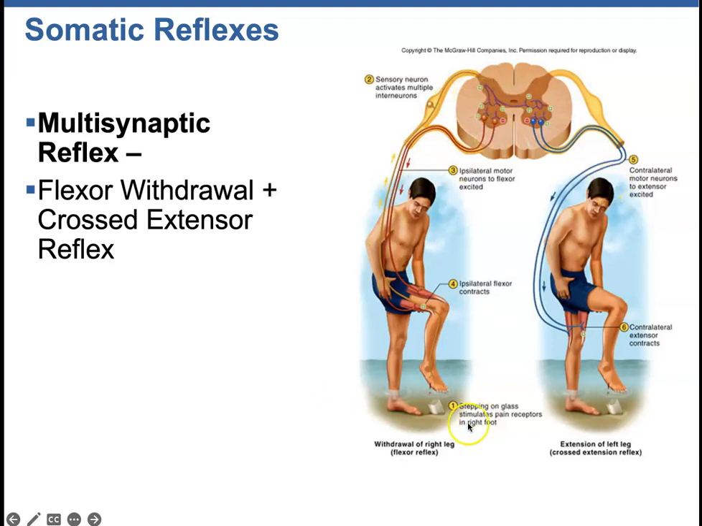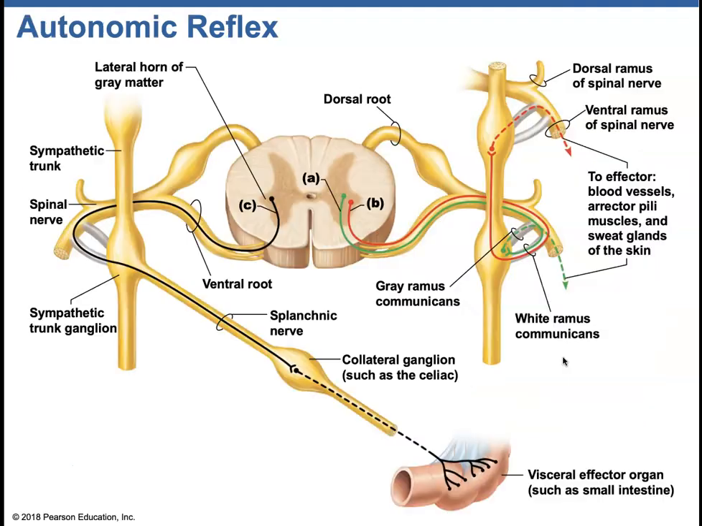So this flexor withdrawal reflex means you flex the knee, you flex the hip, you withdraw from the danger. Signal got sent that caused that withdrawal to take place. And at the same time, there was a crossover to the opposite side so that signals would get sent to the muscles that are going to actually stabilize and keep the leg extended so that you don't end up hurting yourself. So this is probably the most complicated of the type of reflexes that we have.